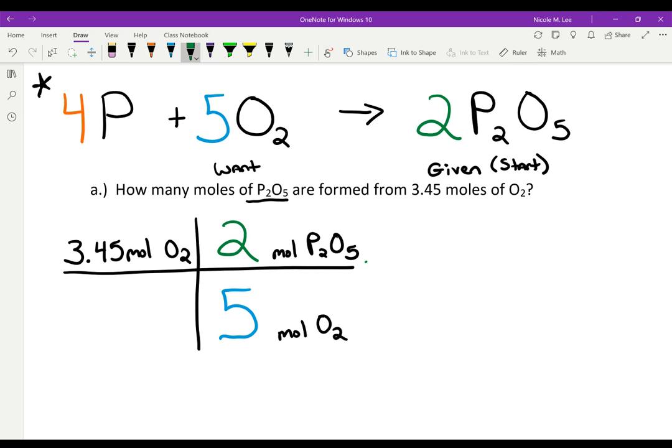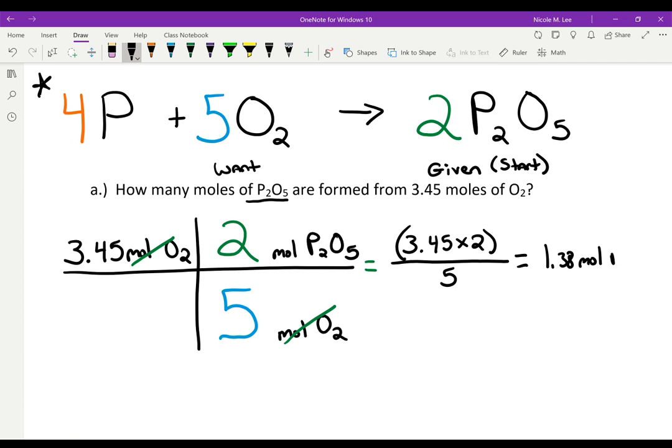So again, you do the math. Because my moles of O2 are going to cancel, I have moles of P2O5 left over. That's what I wanted. So in my calculator, 3.45 times 2 divided by 5. And in this case, I'm going to get 1.38 moles of P2O5 are produced.